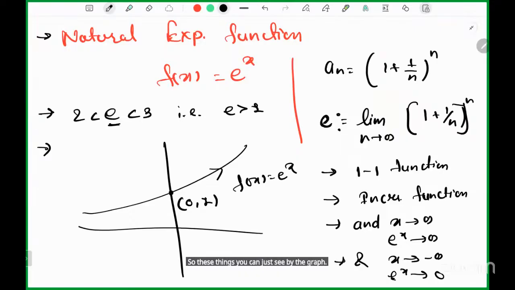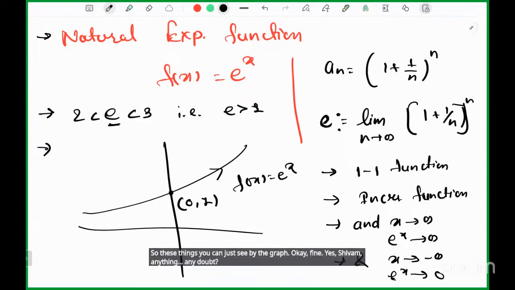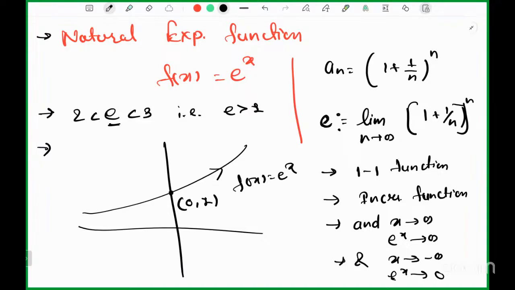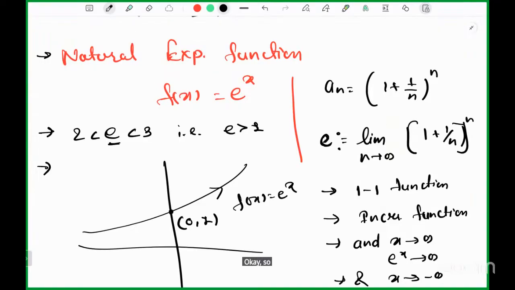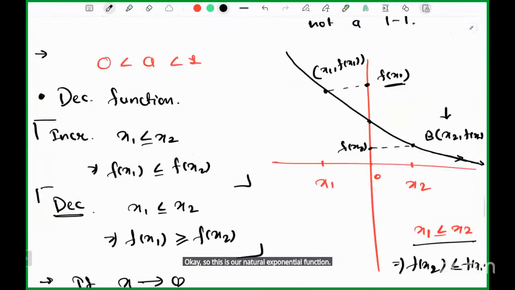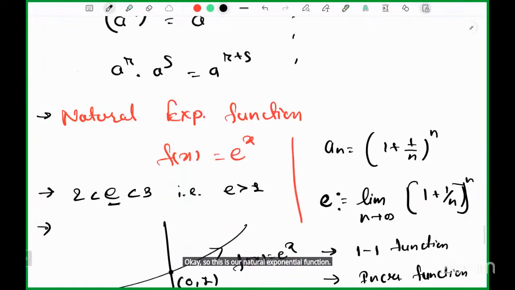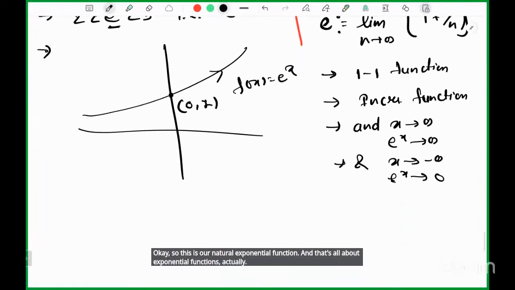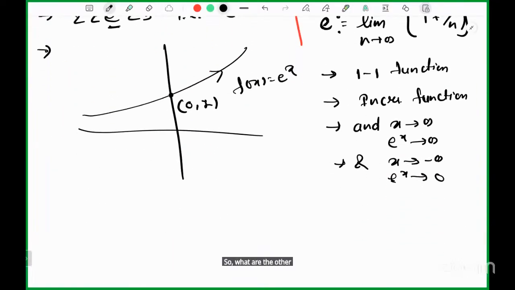Okay, fine. Yes, Shivam, any doubt? Fine. Okay, so this is our natural exponential function, and that's all about exponential functions actually. So what are the other things we can discuss?